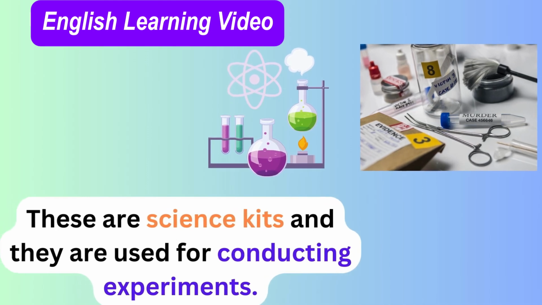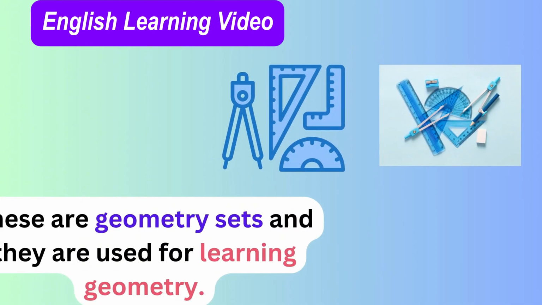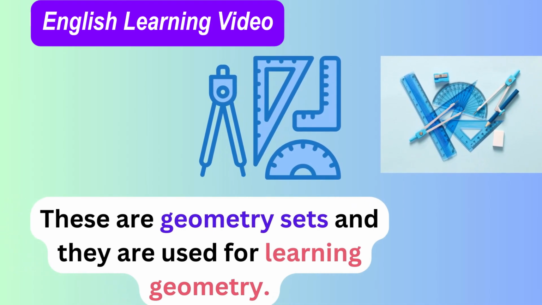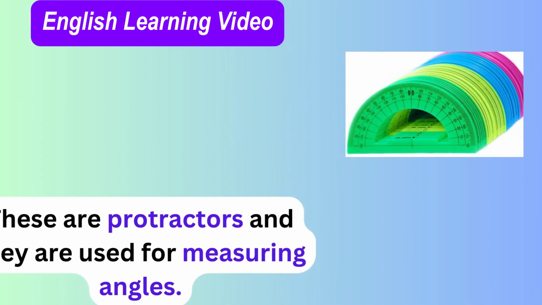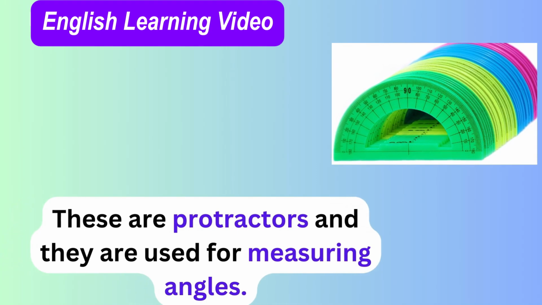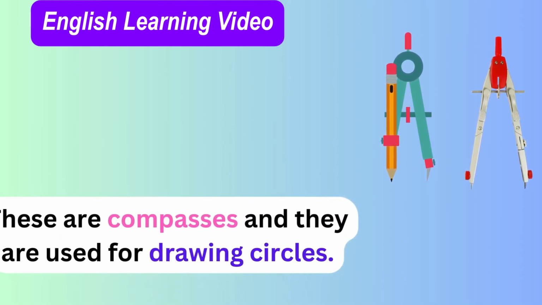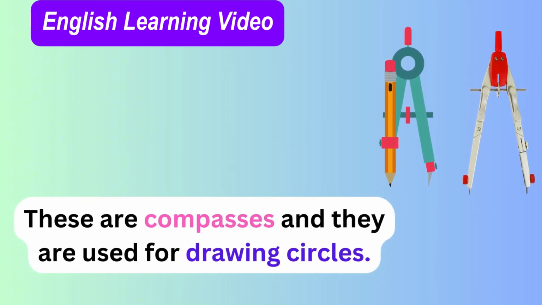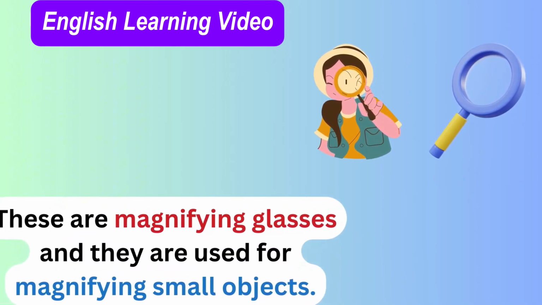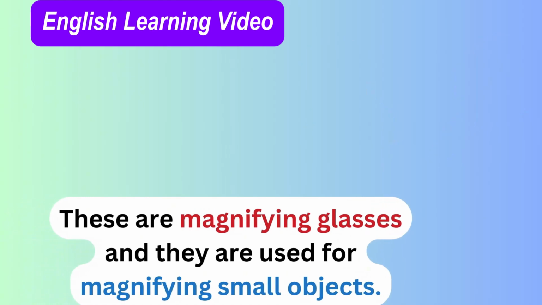These are science kits and they are used for conducting experiments. These are geometry sets and they are used for learning geometry. These are protractors and they are used for measuring angles. These are compasses and they are used for drawing circles. These are magnifying glasses and they are used for magnifying small objects.